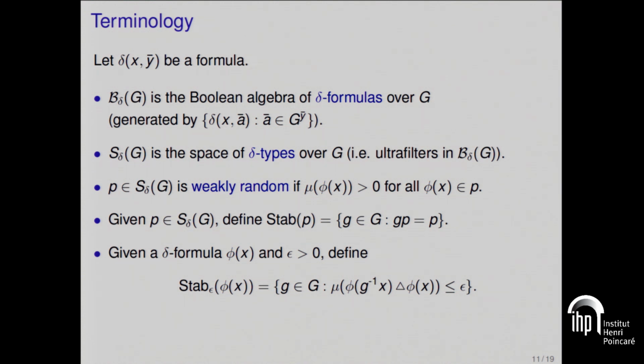All right, so I apologize for this full slide of terminology. I'm going to repeat some of the assumptions in a second that you have to remember, but the ideas are: I have definable sets, delta formulas, types, which are ultrafilters. I have these notions of weakly random types, which are types where all the formulas have positive measure. And then I have two ways of stabilizing things: stabilize a type or stabilize a formula up to epsilon. Good.